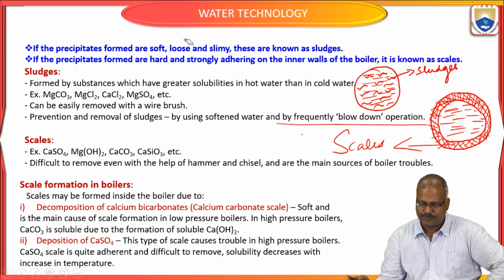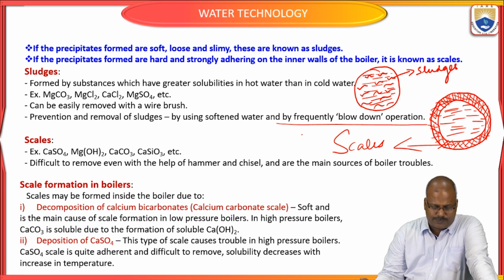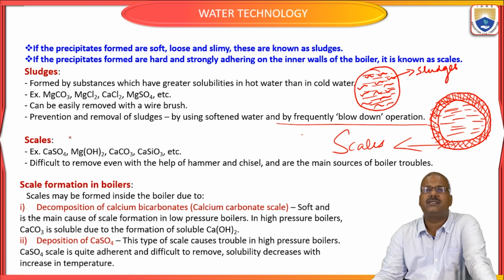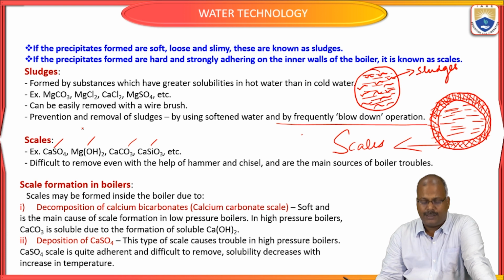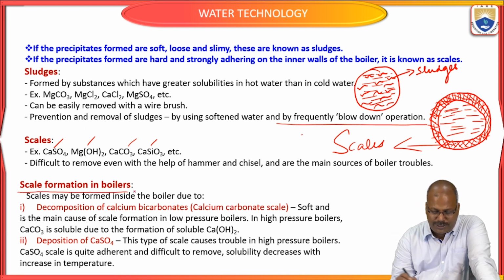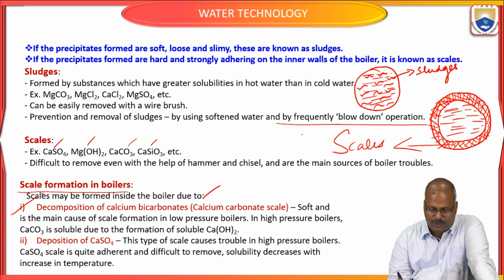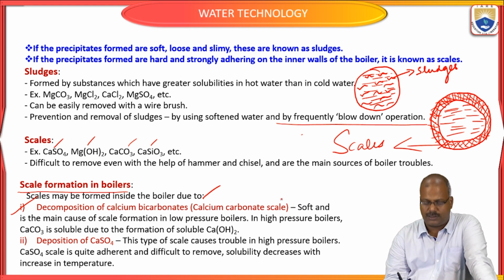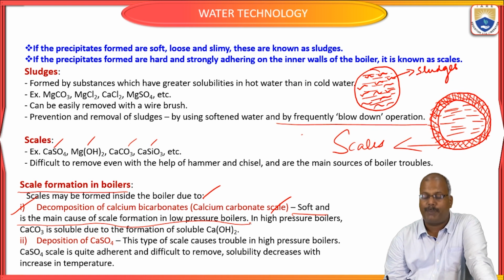Next, scale formation in boilers: how the scales are formed. We have seen the examples of scales: salts like calcium sulfate, magnesium hydroxide, calcium carbonate and calcium silicate. Now, scales may be formed inside the boiler due to decomposition of bicarbonate salts, which gives calcium carbonate scales. They are soft and are the main cause of scale formation in low pressure boilers.